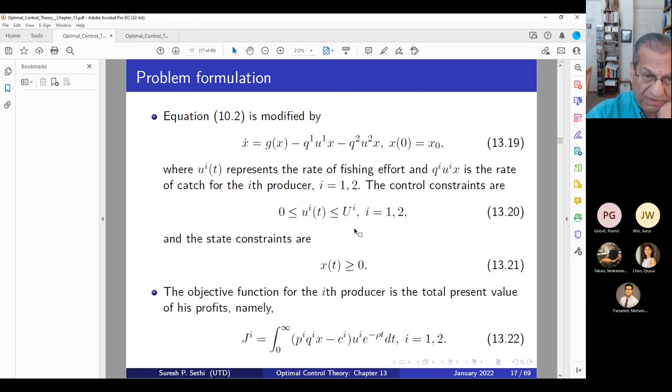So now we have two players in the fishery. One is u1, one is u2. So x dot is the fish biomass growth minus what is caught by the first guy minus what is caught by the second guy. Each person's control is limited by one. I want x to be bigger than zero because fisheries should not have a negative amount of fish. And each person has the same objective function as before. We had p u times q times x minus c, but I put i in there because c i may be different for different people. q i may be different for different people. So it's just q1 and q2.